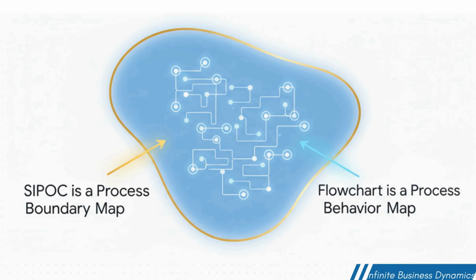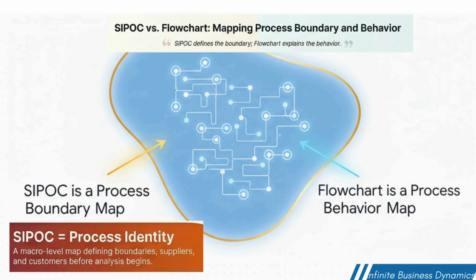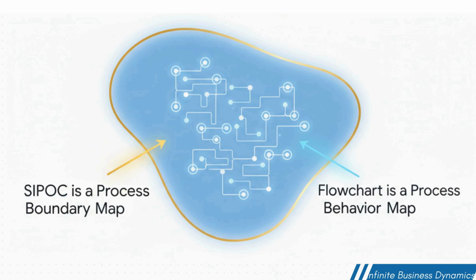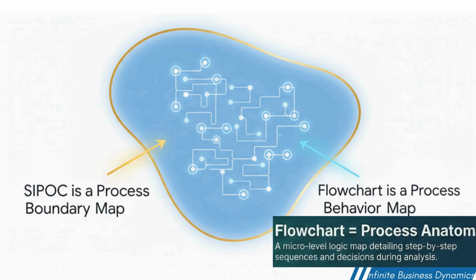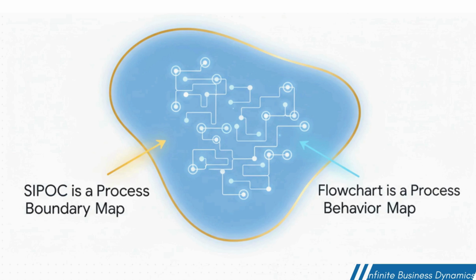A SIPOC is a boundary map. It draws a fence around your process. It tells everyone, hey, this is our territory, this is where it starts, and this is where it stops. A flowchart, on the other hand, that's a behavior map. It shows you what's actually happening inside that fence.